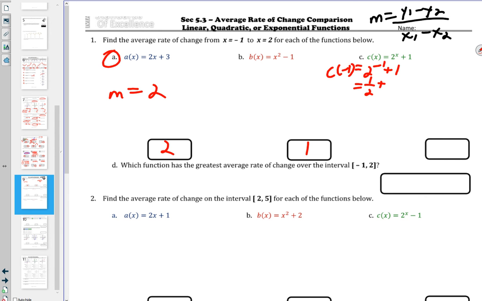How do you write 1 as a fraction? Well, yeah, you could write it as 1 over 1, but thank you. That was a better way of saying it because that way I already have a common denominator. 2 divided by 2 is 1, so that gives me 3 over 2. So one of the points I'm going to have is negative 1 comma 3 over 2.